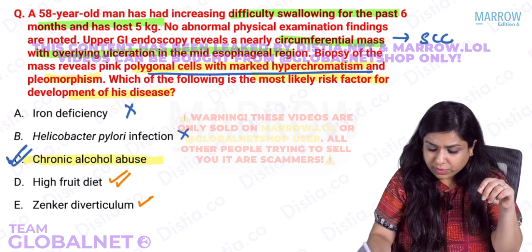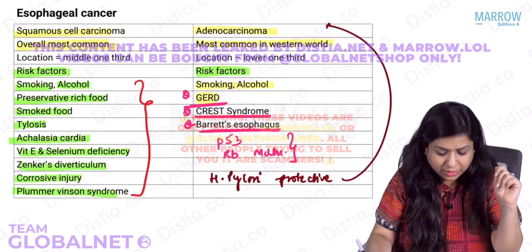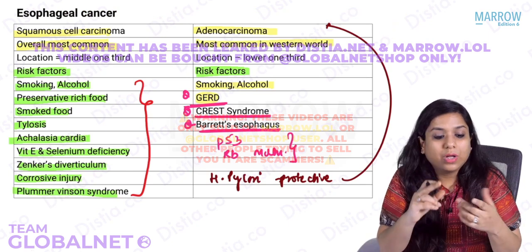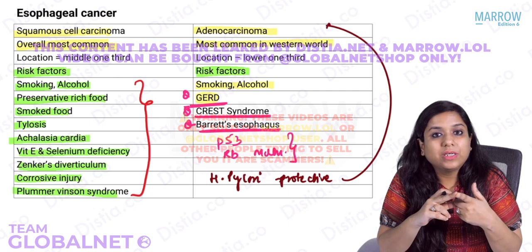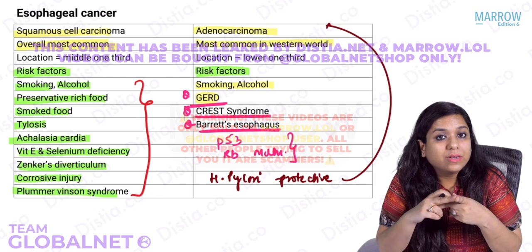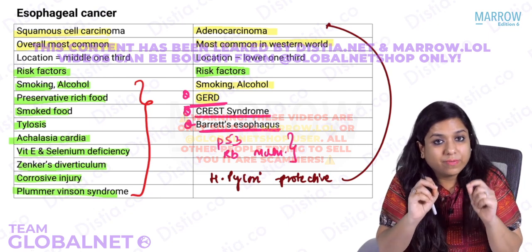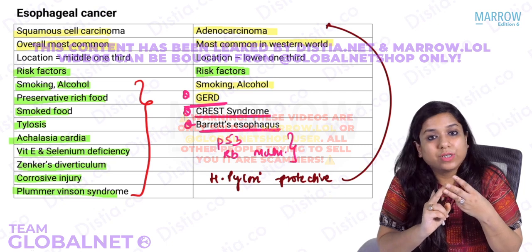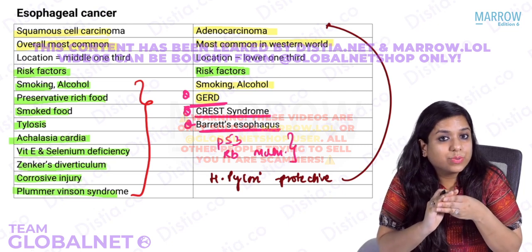Last, students, we were reading about one syndrome here. Let us quickly revise that. Plummer-Vinson syndrome, because you can get questions on that also. Plummer-Vinson syndrome is usually seen in middle-aged females, and this syndrome is characterized by a triad of esophageal webs, atrophic glossitis, and iron deficiency anemia. These are the three things which can be seen.